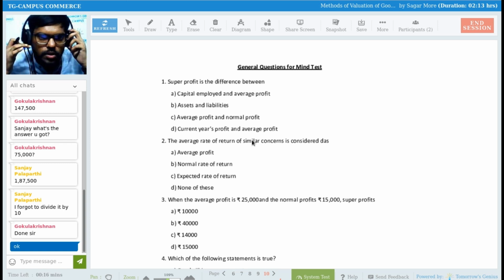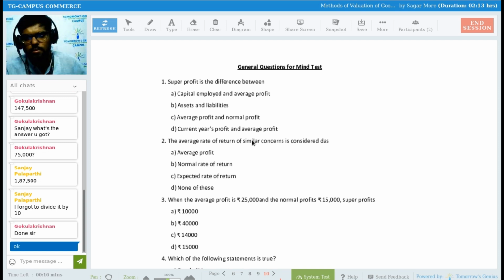So give me an answer for this. Super profit is difference between average profit and normal profit. Absolutely correct.